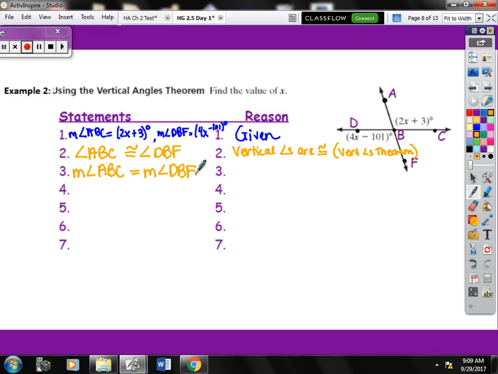What allows me to go from a congruence to an equal sign? Congruence to an equal sign. Jeremiah? Good. This would be the definition of congruent angles.